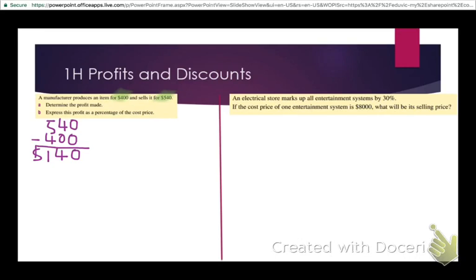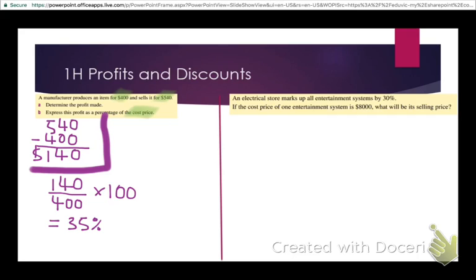Express this profit as a percentage of the cost price. Basically, we are looking at a comparison. Previously, we've done this where we've set up a fraction, and it tells you what you need in the fraction. So it tells you that you're going to use the cost price as the denominator in your fraction. Okay, so we've got 140, and we want to express it as a percentage. 140 over the cost price, which was $400, and expressing any fraction as a percent.